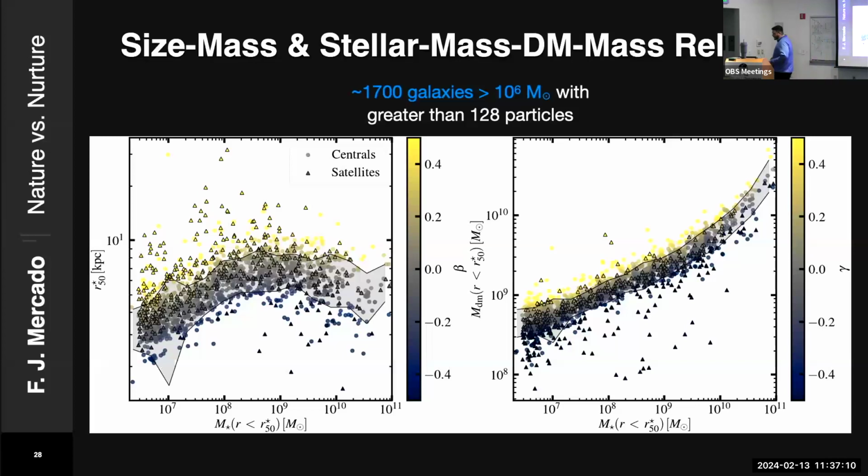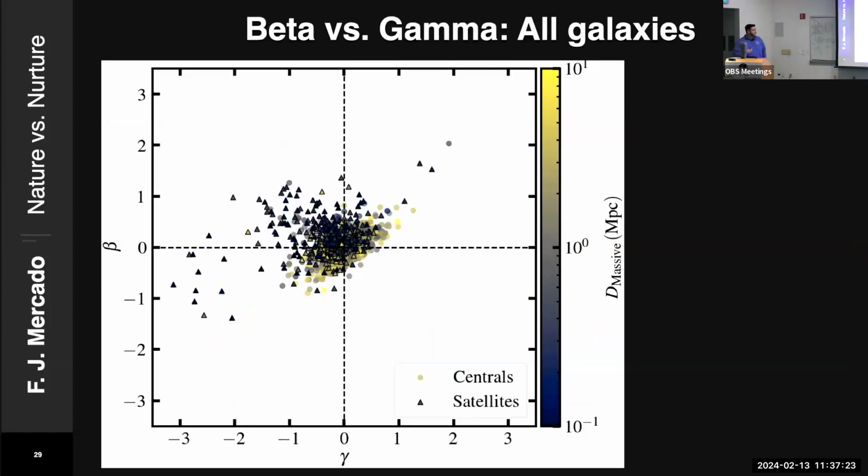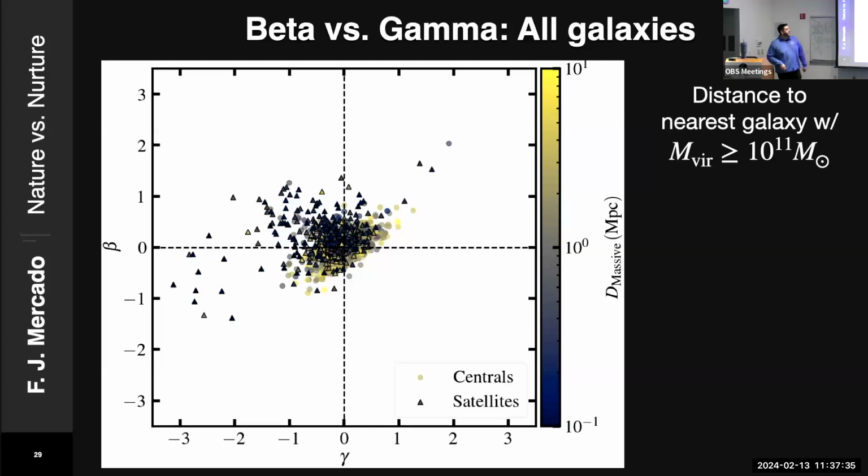The question I want to answer is, how does a galaxy's environment change or determine where a galaxy might lie on these relations? The first thing I want to show is if we plot these two parameters as a function of each other, beta as a function of gamma, we can split the space up into a few different quadrants. All of these points are color-coded by what I'm calling distance to massive galaxy, which is just the distance to the nearest galaxy with a virial mass of 10 to the 11 solar masses.